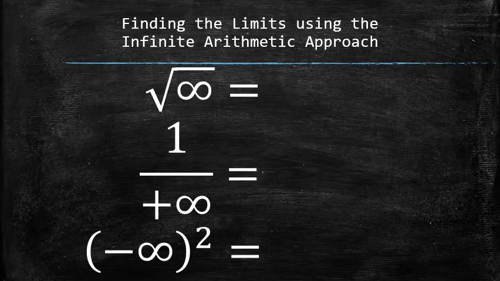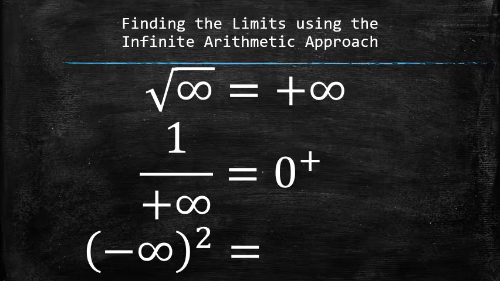Here's a set of new questions. Take a moment to think about it before I write down the answers. Taking a square root of a large number will still result in a large number. Dividing a positive finite number by a very large number will result in a very small quantity. Squaring a very large negative number will turn it into an even larger but positive number.